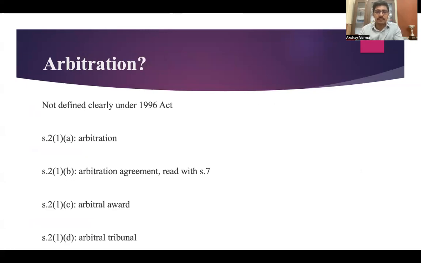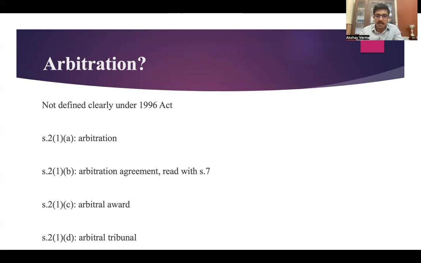Now, what is arbitration? हमने definition पढ़ी है that it is an ADR mechanism in which two parties approach a third neutral party who, by following principle of natural justice, gives a decision which is called arbitral award. Now, under 1996, arbitration clearly defined नहीं किया गया. If you read section 2, subsection 1, clause A, वहाँ पे बोला गया है arbitration also includes arbitration by permanent arbitral institutions. मतलब वहाँ बोला है कि ad hoc arbitration भी हो सकता है और permanent arbitration भी हो सकता है. But what is arbitration has not been clearly defined.